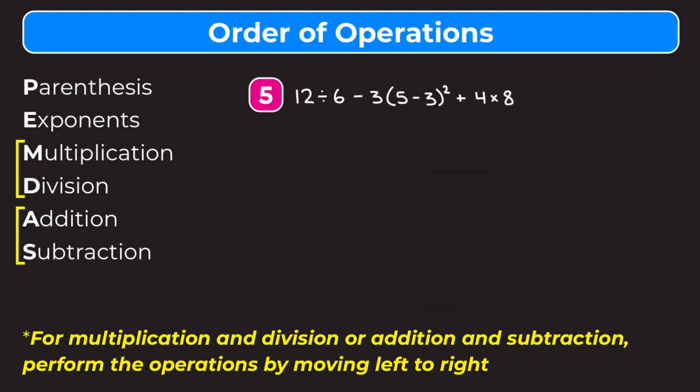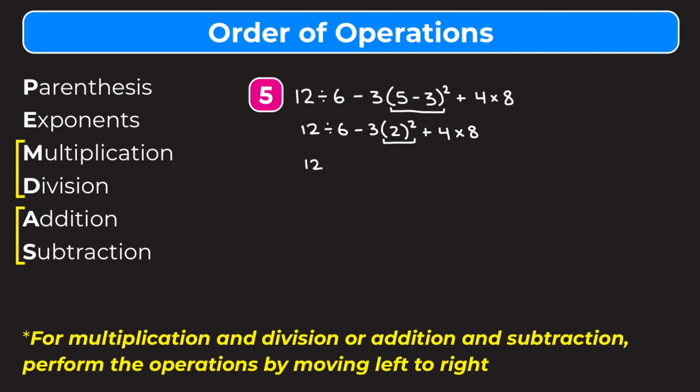So for this last example, we've got parentheses again, so we want to start there. So we're going to start with this 5 minus 3 in our parentheses. We're going to keep everything else as is. 12 divided by 6 minus 3. And then in parentheses, 5 minus 3 is 2, and that is raised to the second power, plus 4 times 8. And now we have exponents, so we want to do the exponents next.